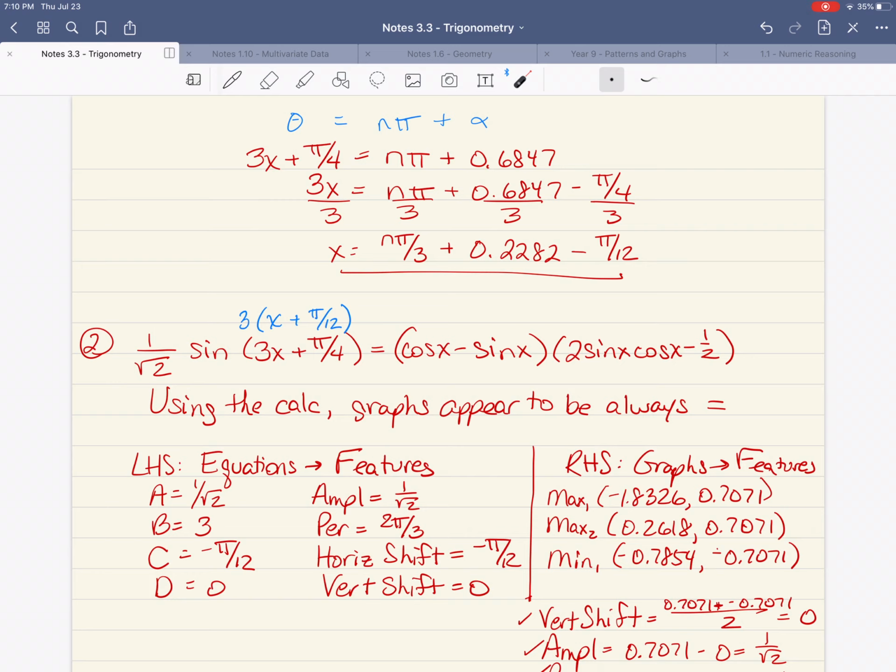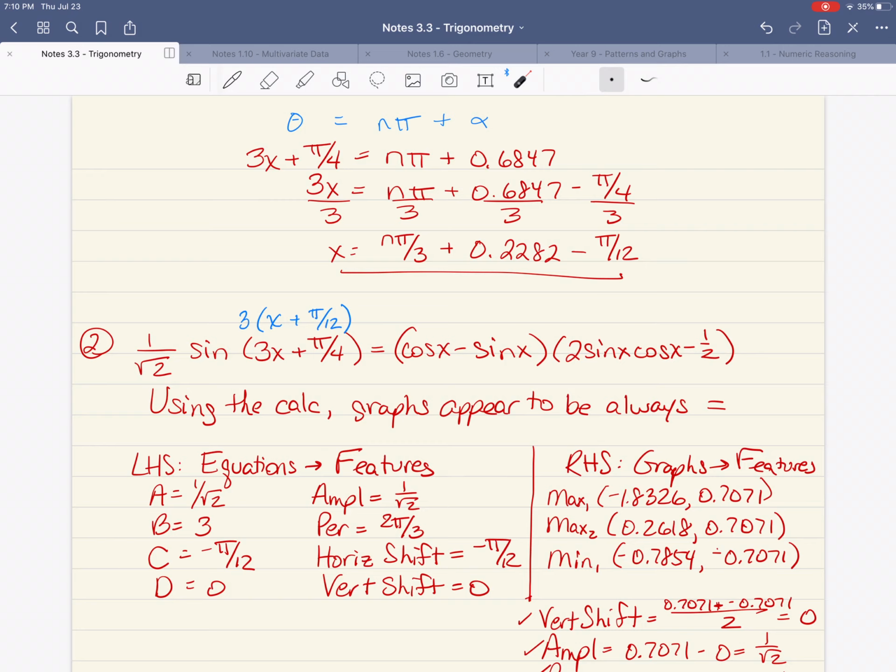Then start peeling away the layers to where you get x by itself. Move the pi over 4 over. Write it as minus here. Divide everything by 3, and you get n pi over 3. This divided by 3 is this. This becomes pi over 12. You can go ahead and combine these two together because of the fact there is no plus or minus. If there's a plus or minus, you're not allowed to do that.